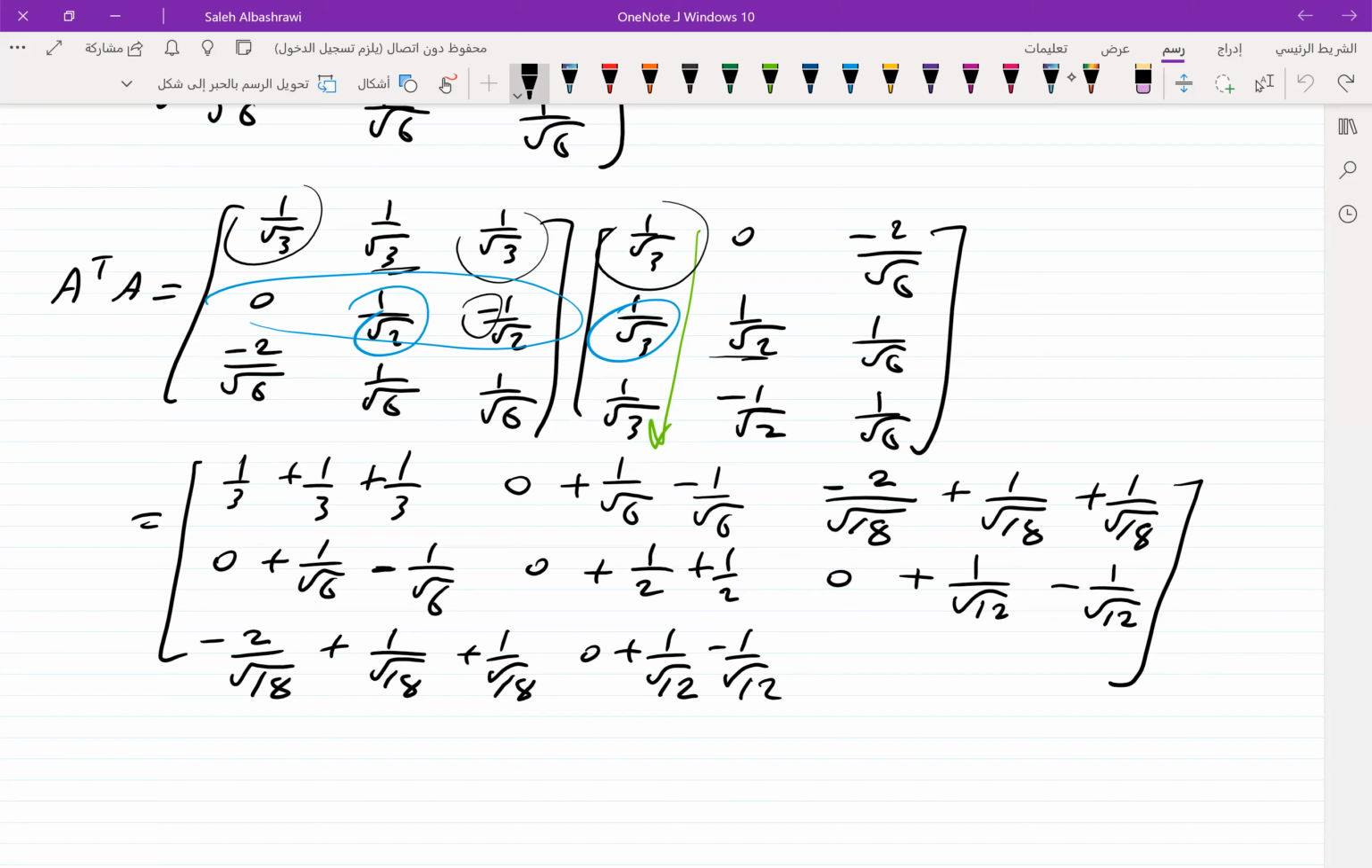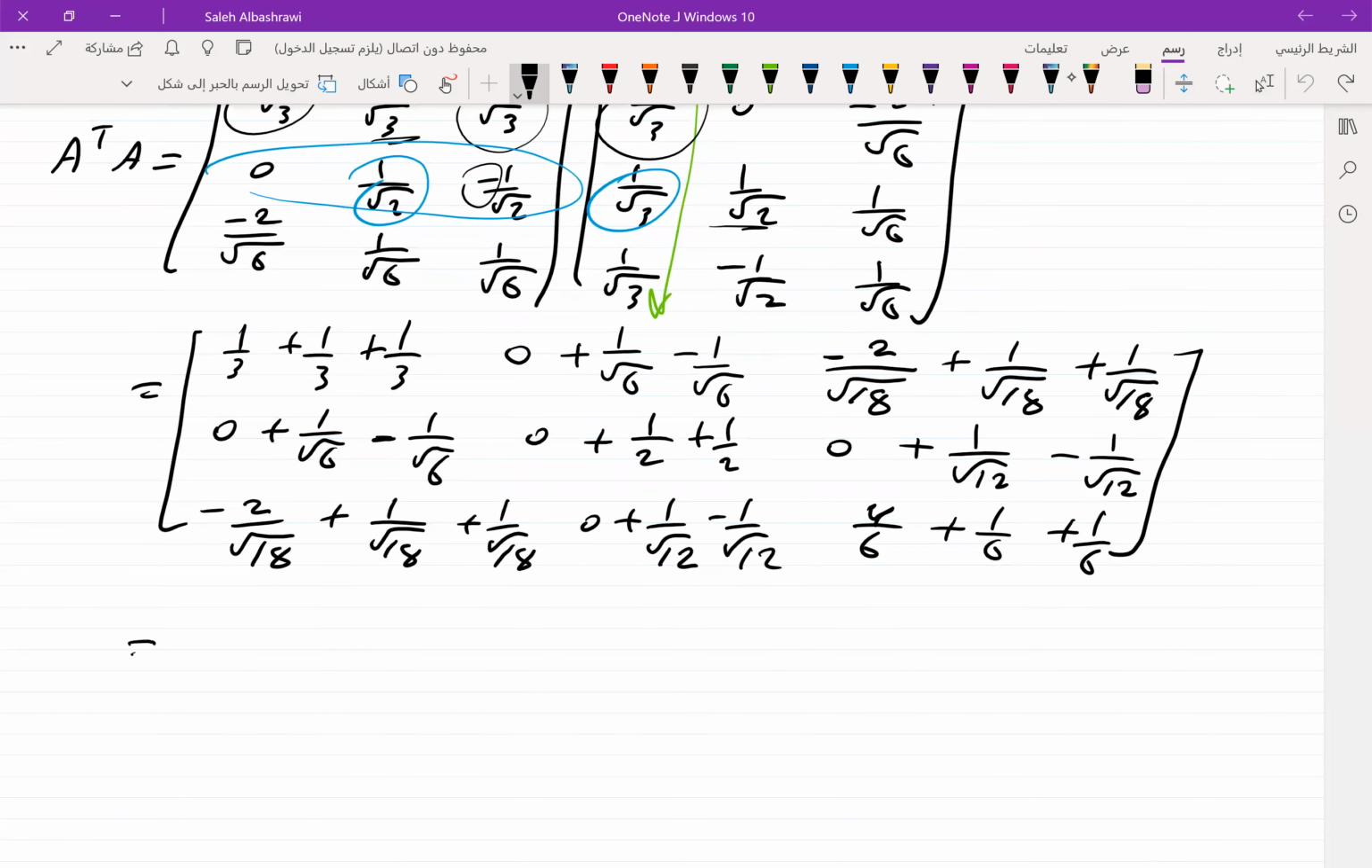Third column, I will have 4 over 6 plus 1 over 6 plus 1 over 6. This will give me 1, 0, 0, 0, 1, 0, 0, 0, 1, which is equal to the identity.